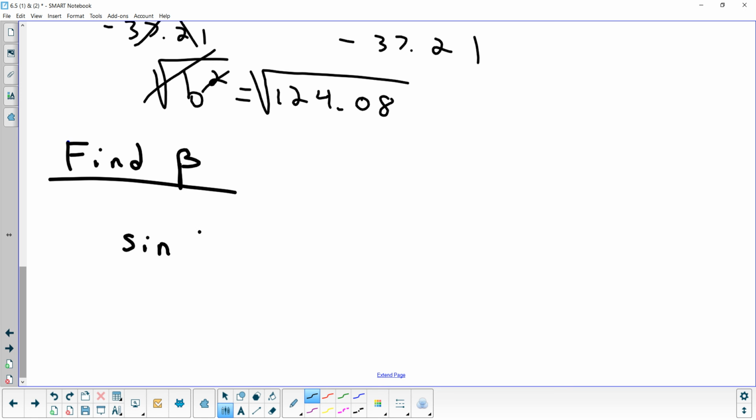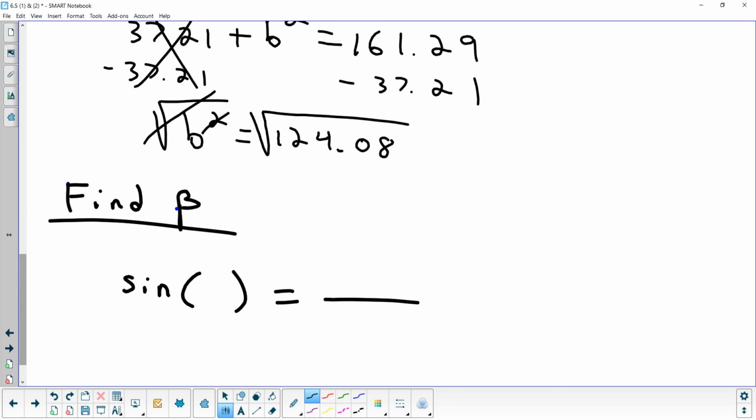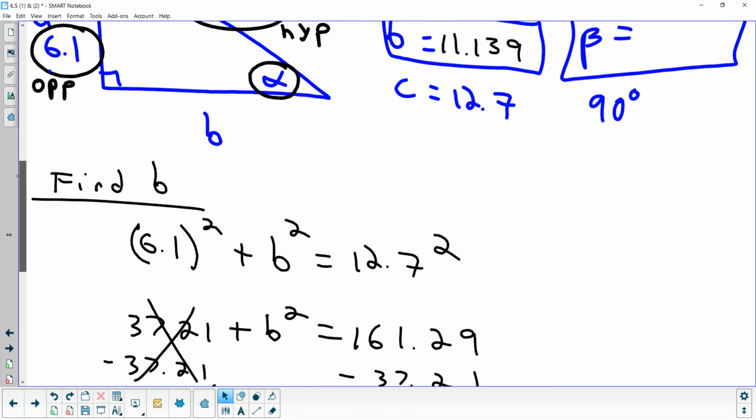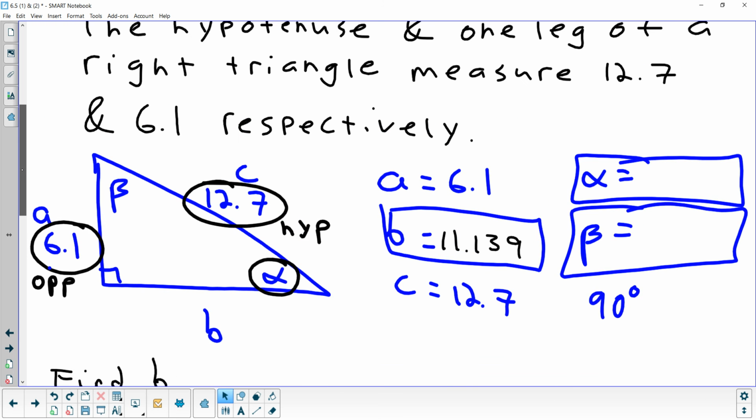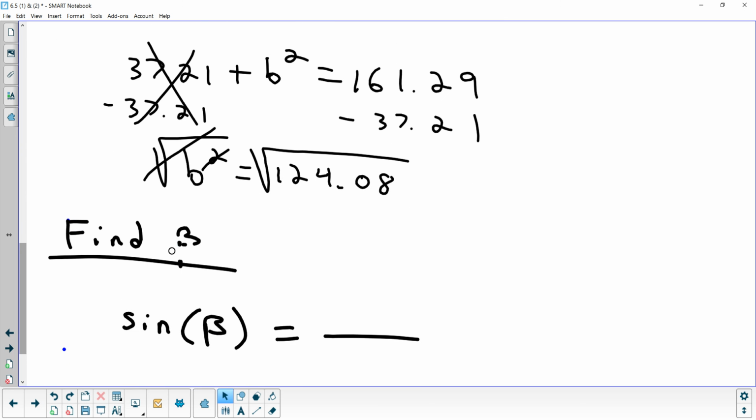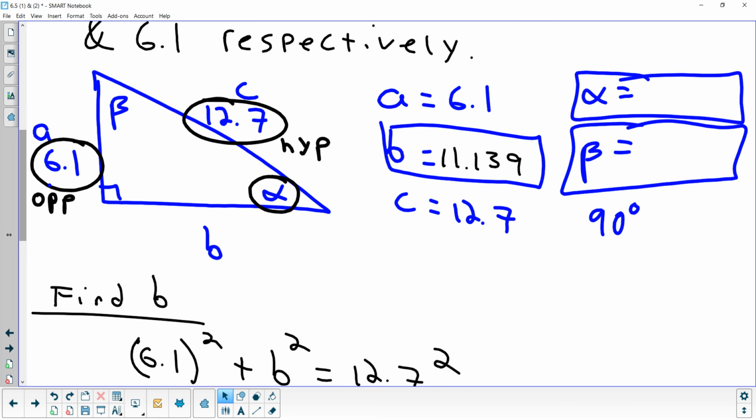So the sine of something equals something over something. So the sine of, I don't know my angle. That's what I'm trying to find. Sine of beta equals, oops, no, we're doing alpha, right? Yeah, we're not doing beta. We're going to do beta next. So the sine of alpha is opposite over hypotenuse. 6.1 over 12.7.